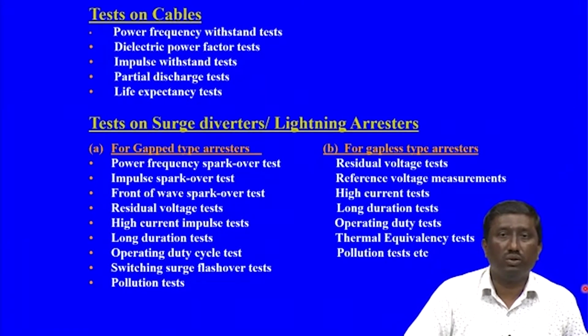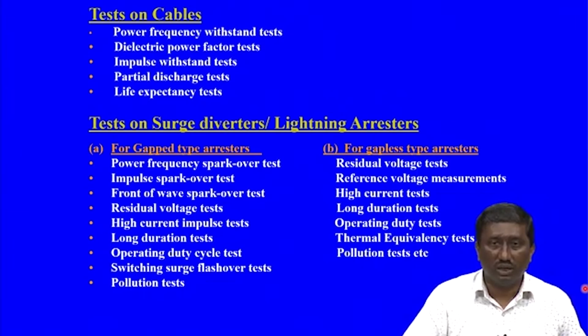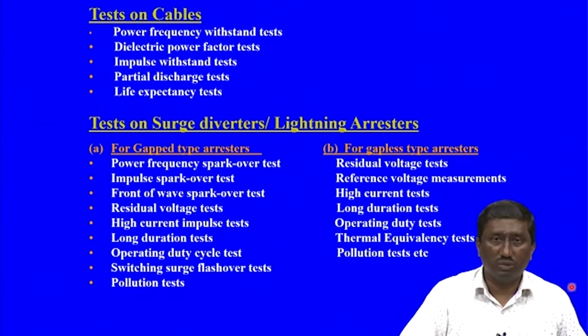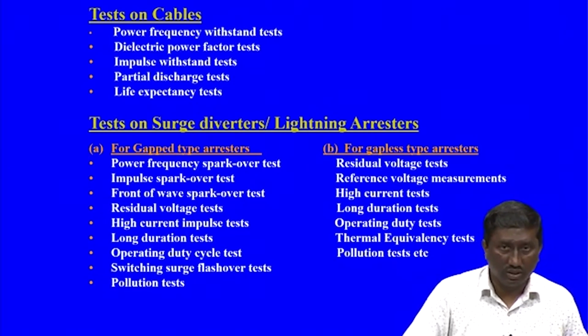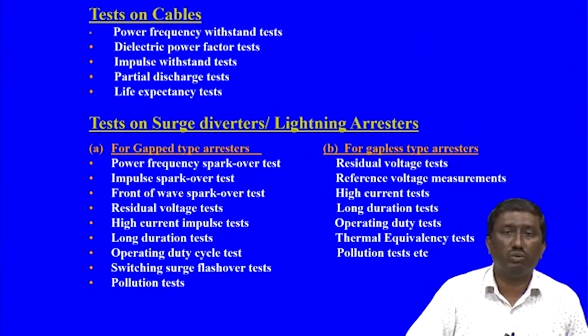For the cables you have again the power frequency withstand test, which is very important. Then dielectric power factor test, then impulse withstand like lightning impulse, and partial discharge as mentioned earlier. Voids could be there during manufacture of the cables, or the insulation getting degraded over a period of time could start giving discharges on the insulation, and these partial discharges could bring down the insulation level of the cable. So, this has to be tested.